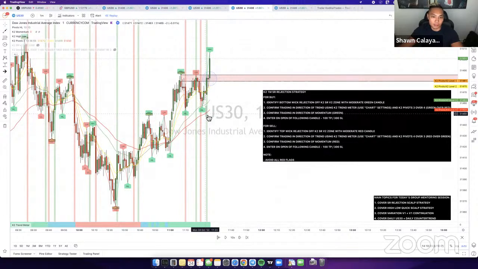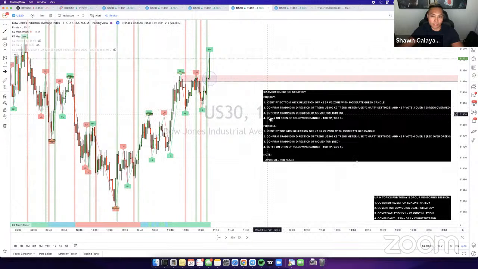It's not required, but this will help you have a better understanding as to what direction price is going, because you have the trend meter, which is bullish. You also have the pivots that are bullish. Odds are it's probably going to be bullish. So with that said, you have requirement number 2 met.